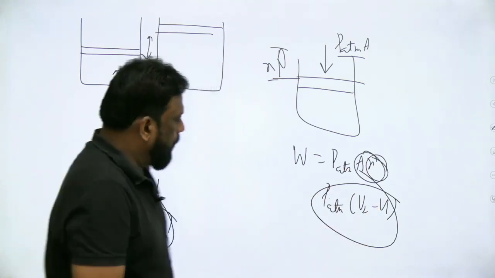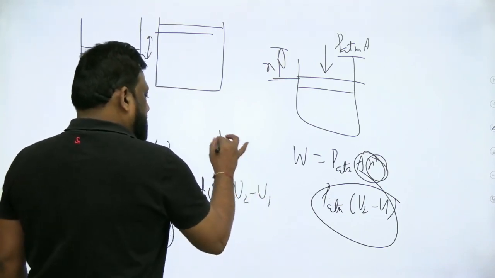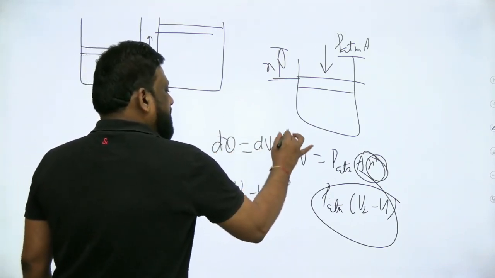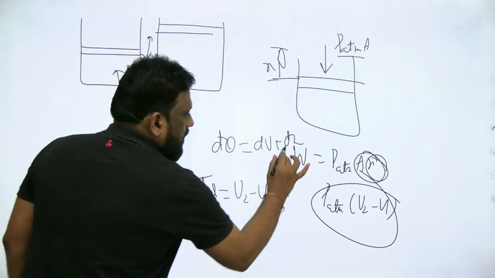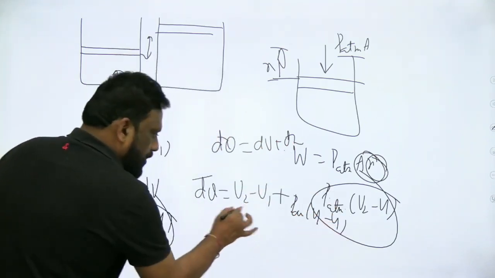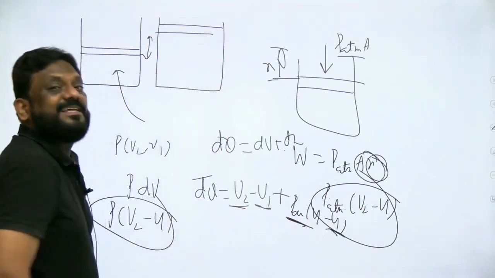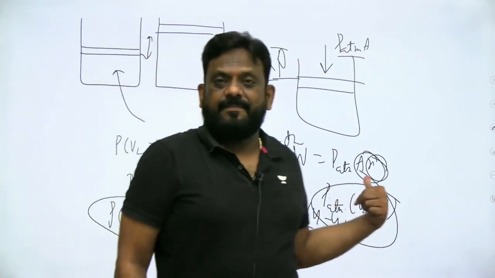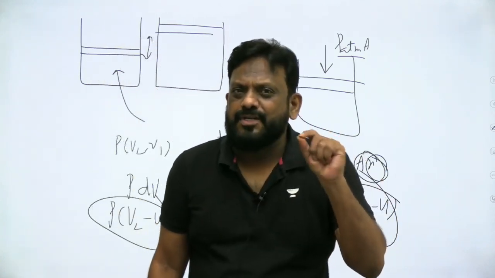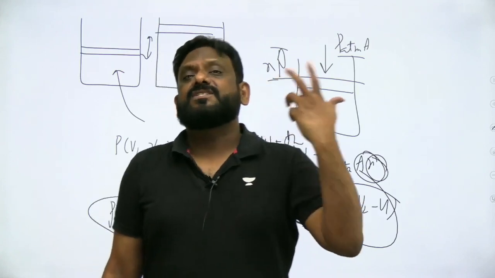P V2, P V1. So heat transfer is given by dU plus d'W. dU is U2 minus U1 and the work is P_atm into V2 minus V1. So therefore you have U2 plus P2 V2, U1 plus P1 V1. Again it is change in enthalpy. It is a closed irreversible. So the beautiful conclusion here is H is equal to U plus PV is a generalized equation.